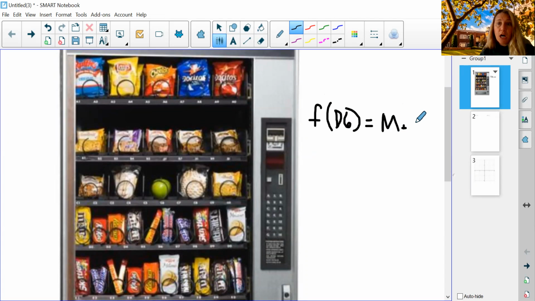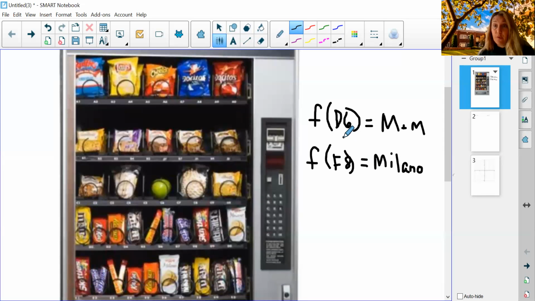Or, say, F8 gives me those Milano cookies. Those look pretty good. The Milano cookies down there at the bottom. Now, the reason that a vending machine is a function is the rule of a function: an input cannot have multiple outputs.